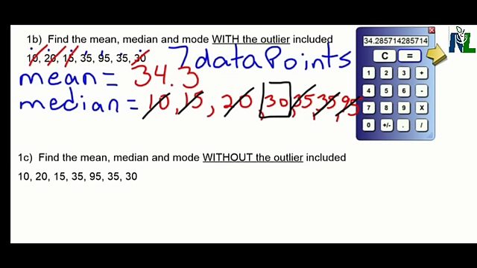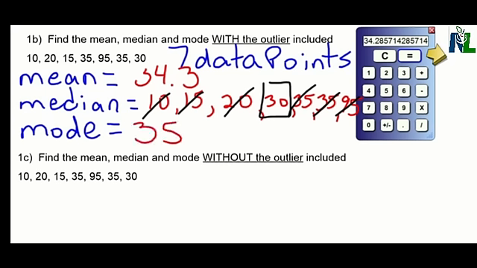Now I'm going to find our mode. Our mode is the data point that occurs most often in a set. So looking at our data set up here, the number that occurs most often in this case is 35. It occurs twice. All the other numbers are only present in the data once. So our mode is 35. So here are our mean, our median, and our mode with the outlier being present.